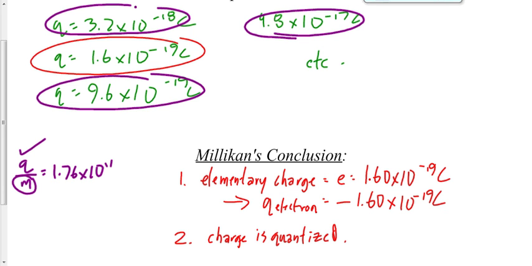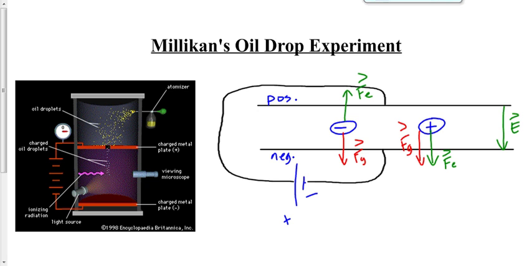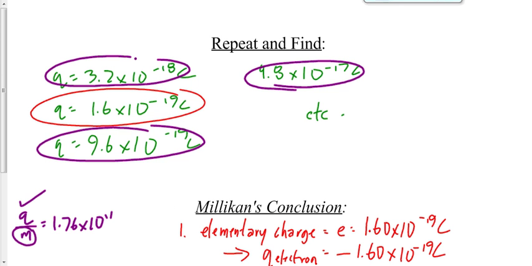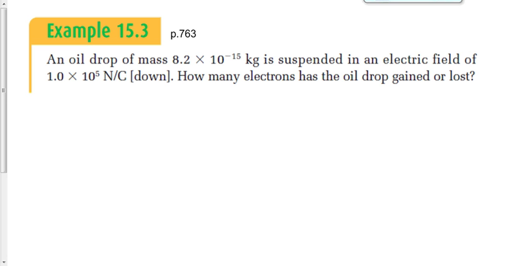Notice we haven't analyzed the particles that are accelerating yet. We'll deal with that one in a few minutes, okay? But what I want to do first is a sample problem involving charges that aren't accelerating, involving a charge that's suspended. This is on page 763. It says, an oil drop that has this mass is suspended in an electric field that's acting this way, how many electrons has the oil drop gained or lost?